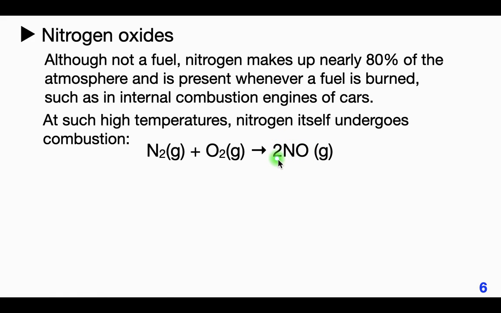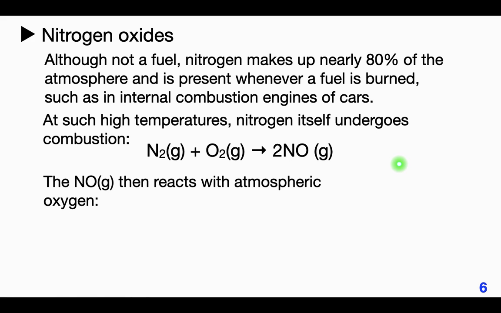It has 11. Nitrogen has 5, oxygen has 6. So an odd number of electrons is very, very reactive. Most stable molecules have an even number of electrons so that all their orbitals are filled, either by individual electrons that the atoms have themselves or by sharing. But when you have an odd number, it's very reactive. So the nitrogen monoxide then reacts with atmospheric oxygen.